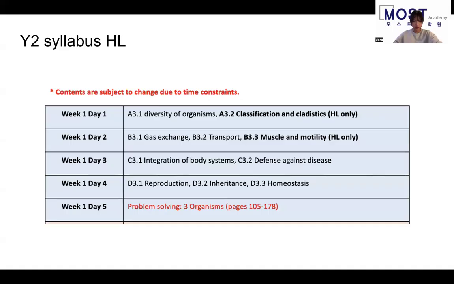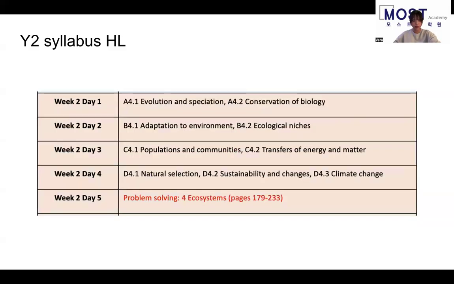And for Year 2 students, our approach will be a bit different. Since you're preparing for your final exams, our priority will be ensuring that we cover all the required concepts and practice exam style questions. Over the first 2 weeks, we'll work through chapter 3, organisms, and chapter 4, ecosystems, making sure we understand both the concepts and how they appear in IB style questions.